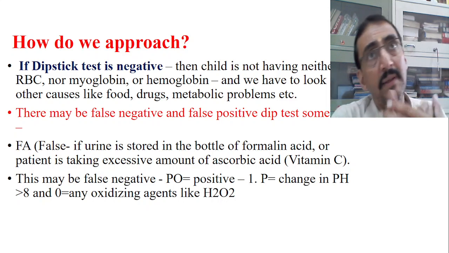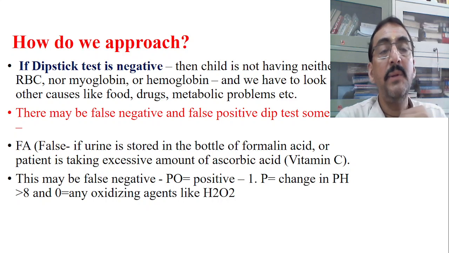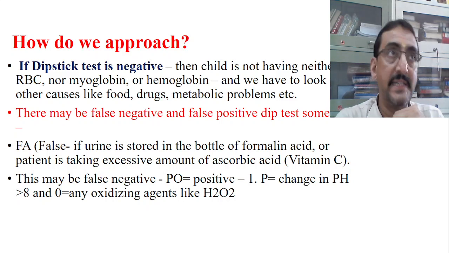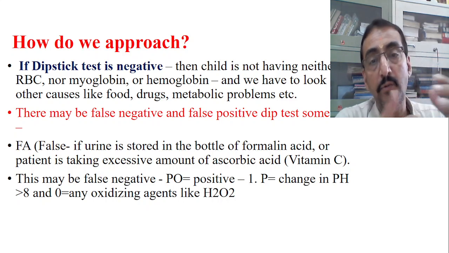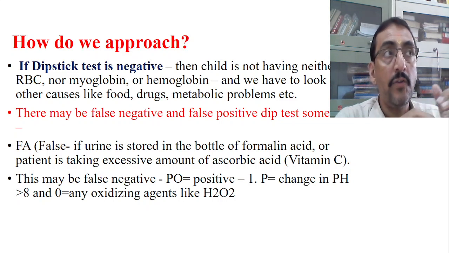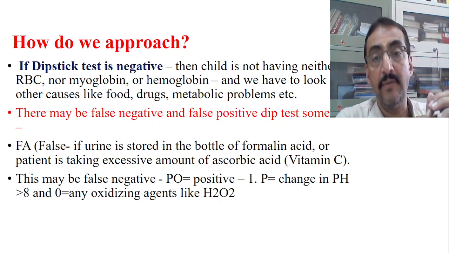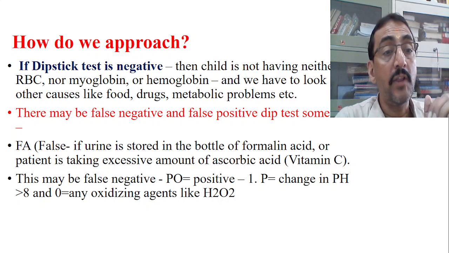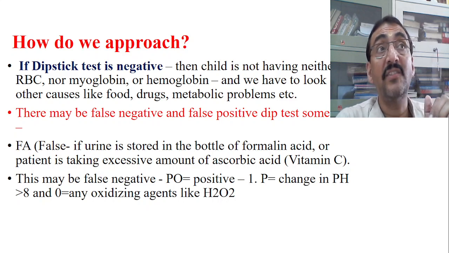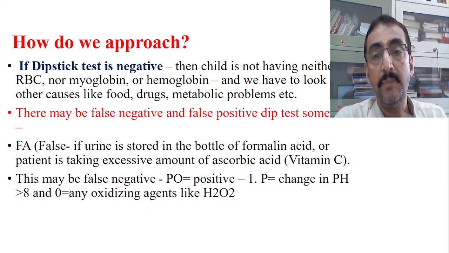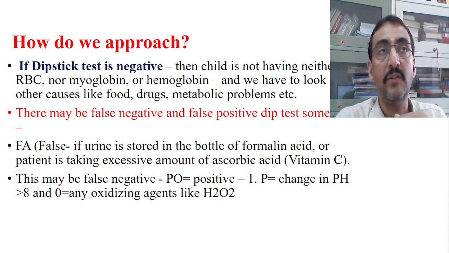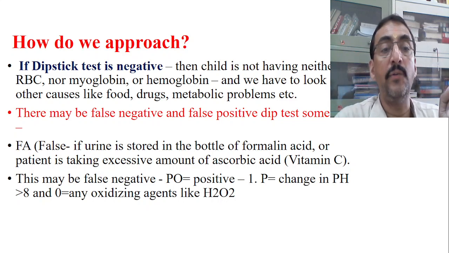Now, some of the problems are that sometimes there may be false negative and false positive dip tests. A false positive dip test is possible if the urine is stored in a bottle containing formalin or formic acid, or if the patient is taking an excessive amount of ascorbic acid, vitamin C. Sometimes the dip test may also come negative.